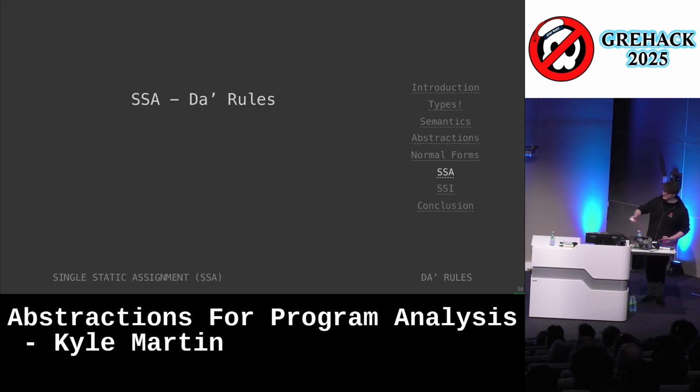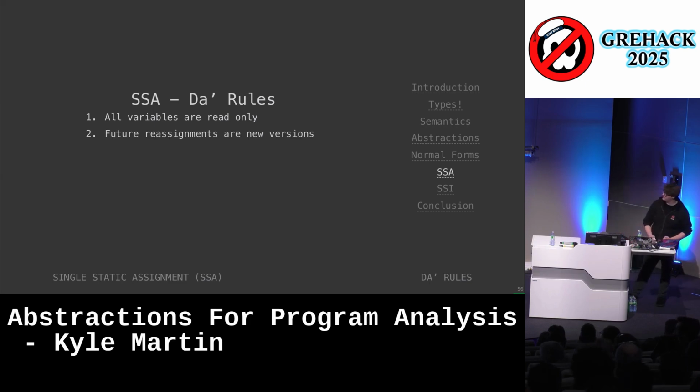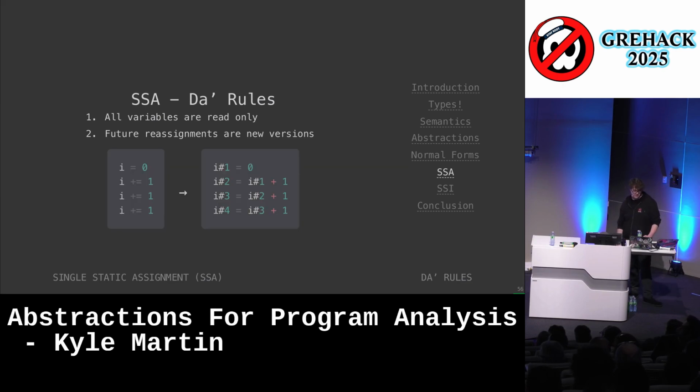But we can take this a step further. Once we have our normal forms, we can impose some additional rules onto them to make them even more useful for program analysis. So in SSA, all variables are read-only, and future reassignments are now new versions. And this is what it looks like. We've already taken a look at this.